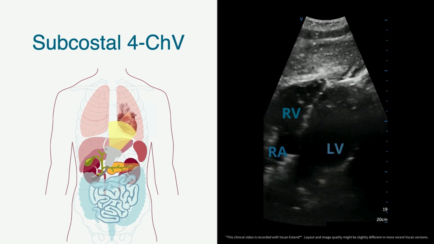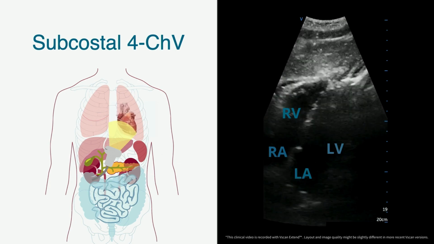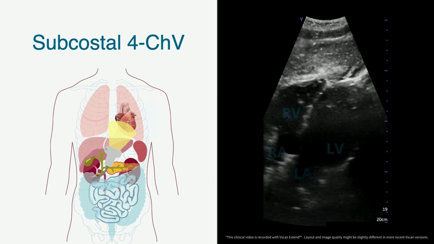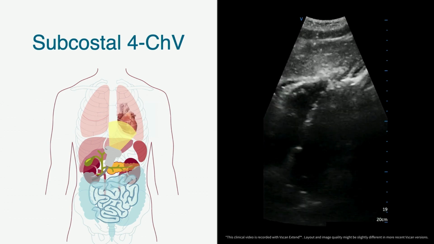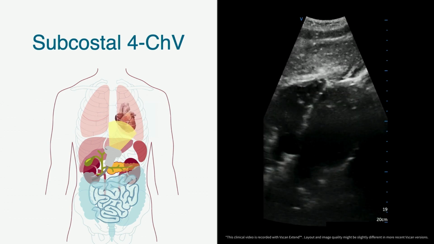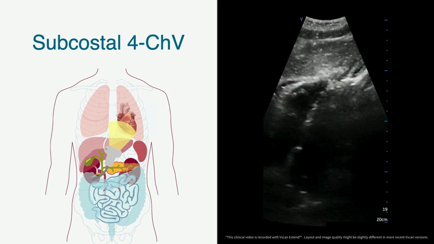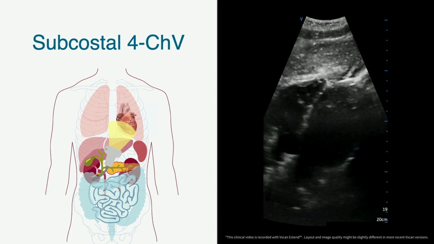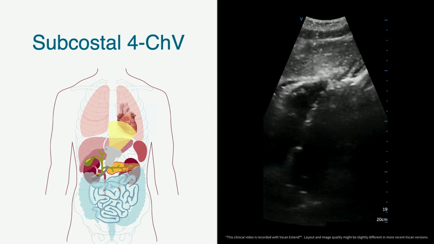And you want to visualize all four chambers: the right ventricle seen over here, the left ventricle, the right atrium and the left atrium. Overall, free fluid most likely will be, especially when it's hemodynamically relevant, around the right ventricle. So the right heart is the first thing you want to see and overall the most important structure to visualize.